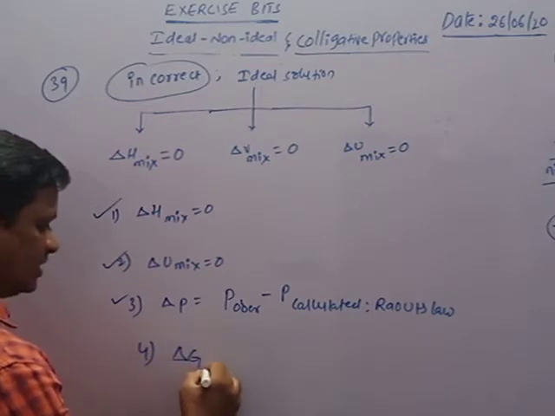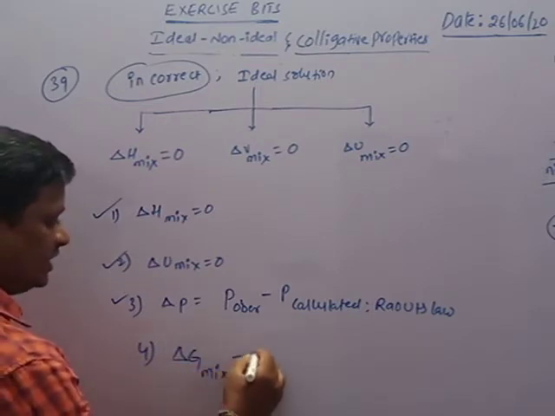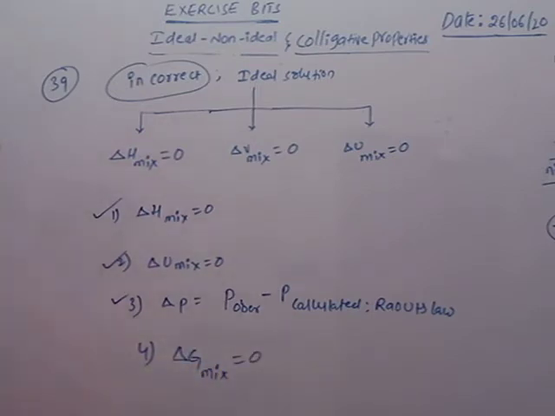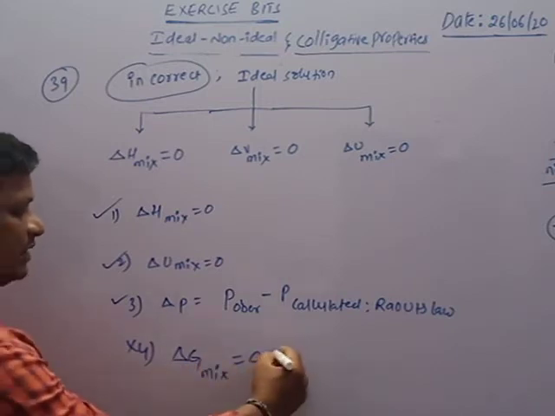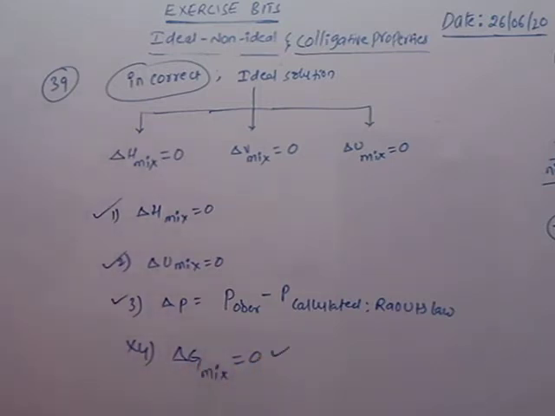Now the fourth one, delta G. Delta G mixture equal to 0, wherein delta G is the change in Gibbs energy. The change in Gibbs energy does not apply with respect to ideal solutions, so it is the incorrect statement. The correct option is the fourth option.